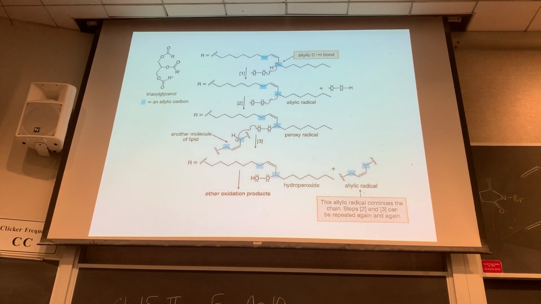aldehydes and unsaturated aldehydes. Those can form covalent bonds with DNA and proteins and cause all sorts of problems with inflammation, macular degeneration in the eye, and other issues characteristic of heart disease or even cancer. So this effect of oxidizing at the allylic position can be a problem. And it's this allylic radical here.